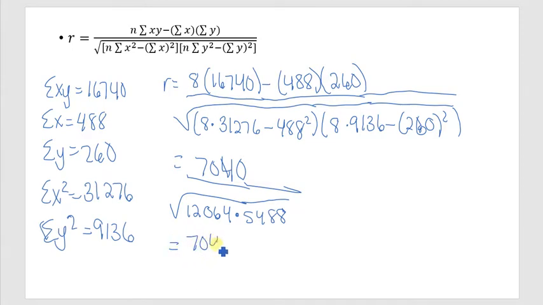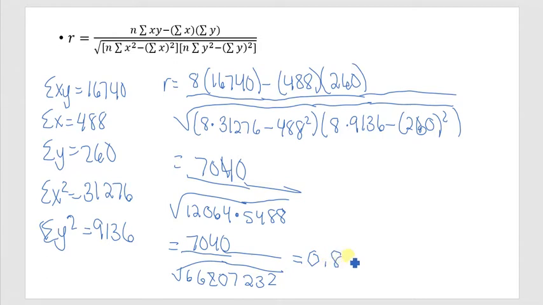Okay, let's go 7040 on the top, and then root 66,207,232 on the bottom. And now let's actually solve. 7040 divided by root 66,207,232. I get 0.8652.